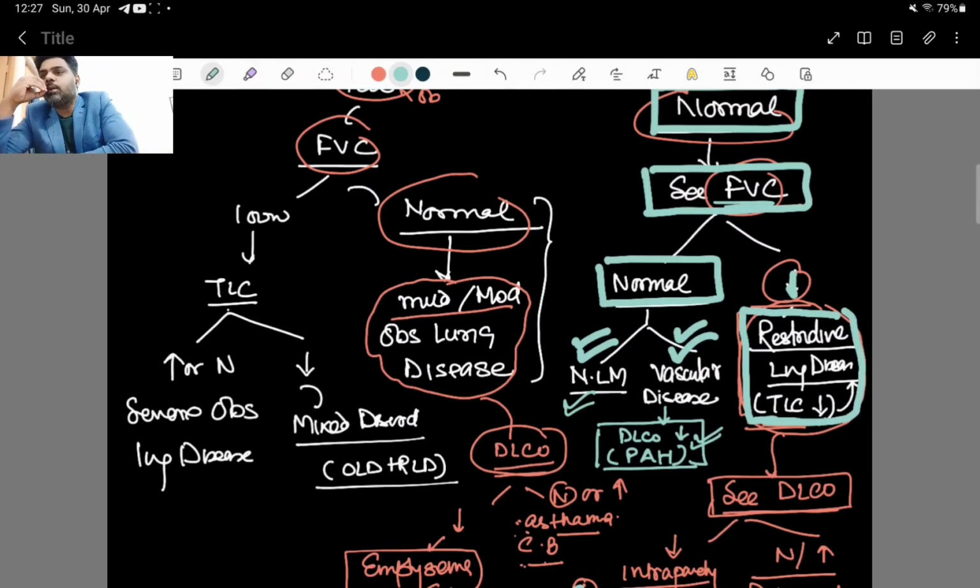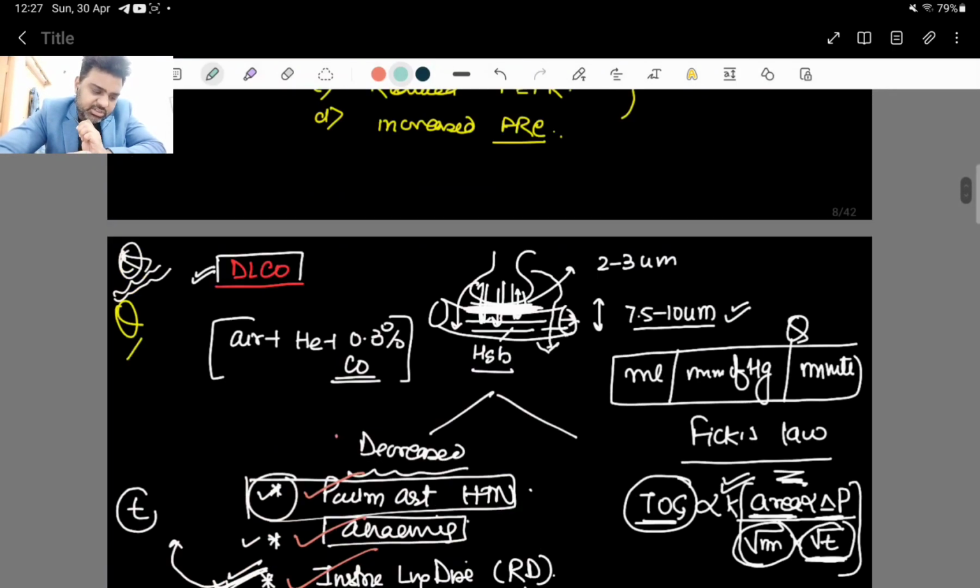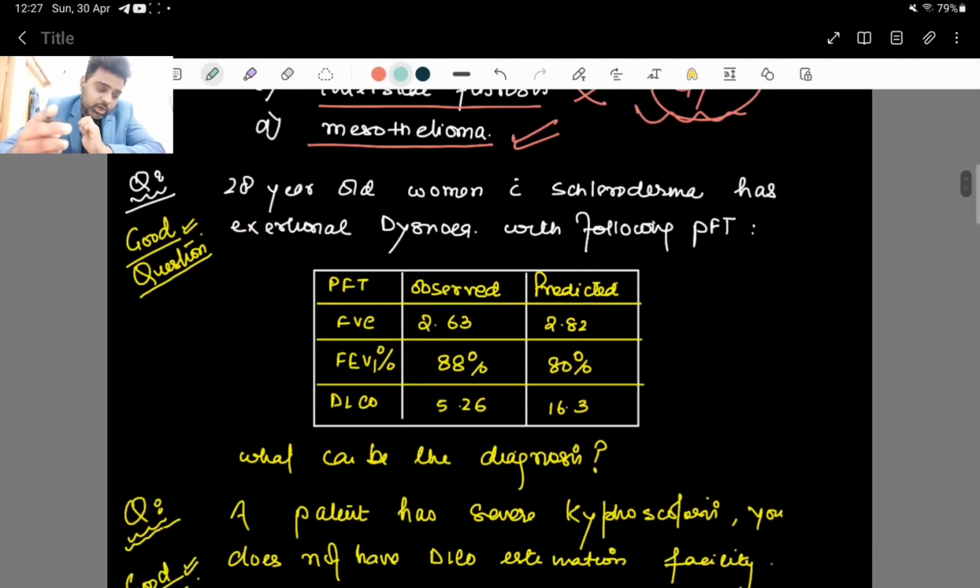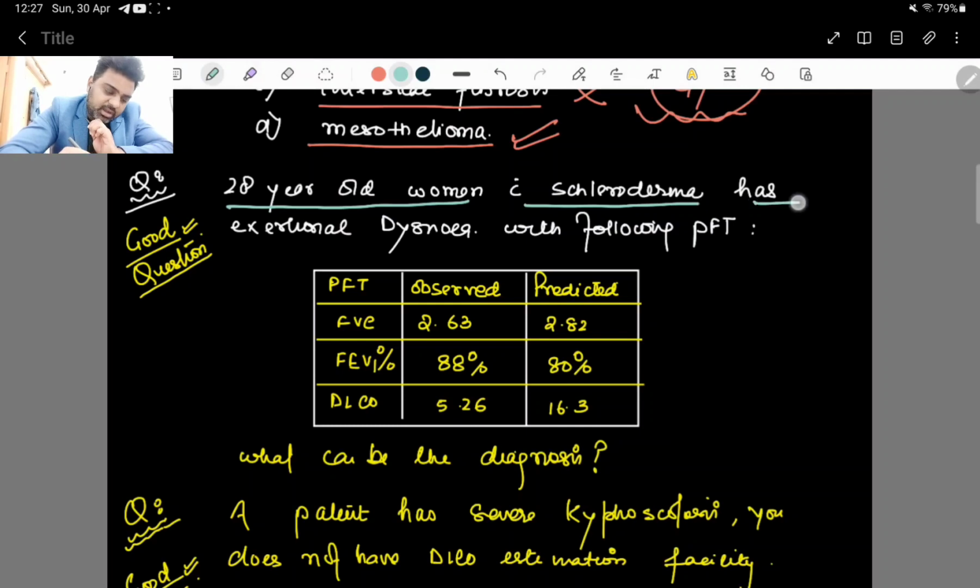So this was regarding pulmonary artery hypertension, and it generally develops after a pregnancy. Okay, so now we'll see this question to understand this particular topic. A 28-year-old woman with scleroderma has exertional dyspnea with the following PFT.